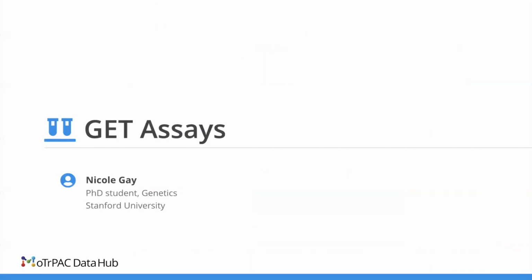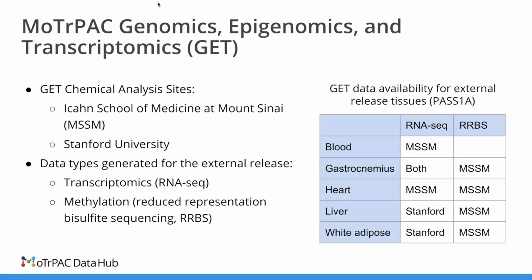Thank you, Karen. My name is Nicole. I'm a student at Stanford University, and I'll briefly review the GET assay protocols. GET stands for Genomics, Epigenomics, and Transcriptomics. There are 2 GET sites, Stanford University and the Icahn School of Medicine at Mount Sinai. The external release includes data generated by 2 GET assays, RNA-seq and methylation via reduced representation bisulfite sequencing, or RRBS.